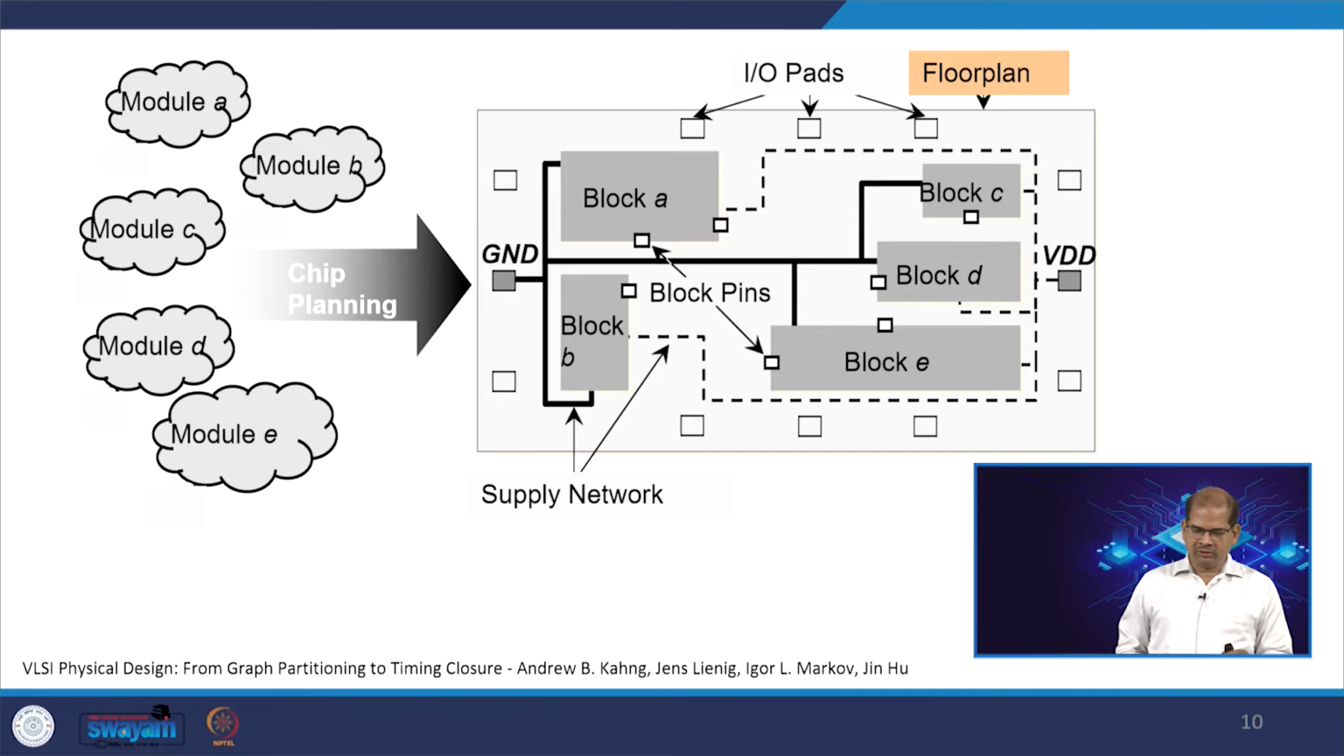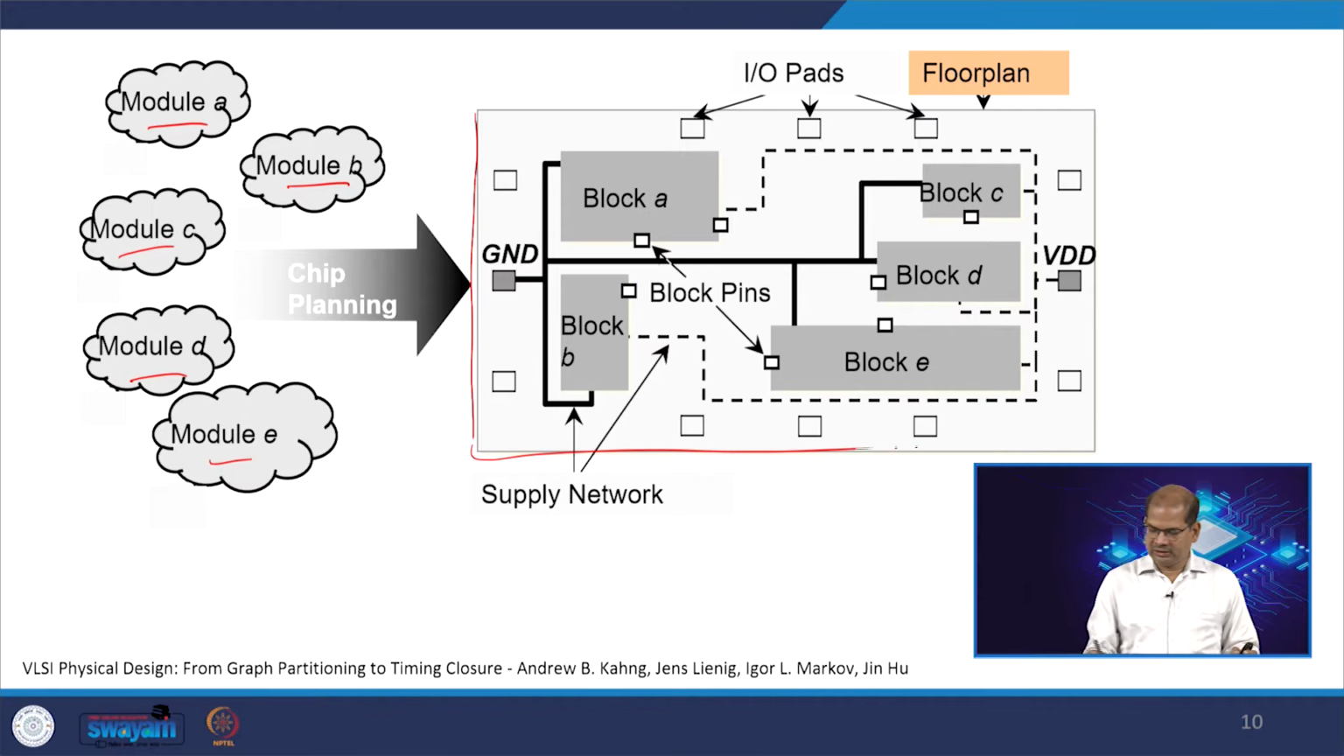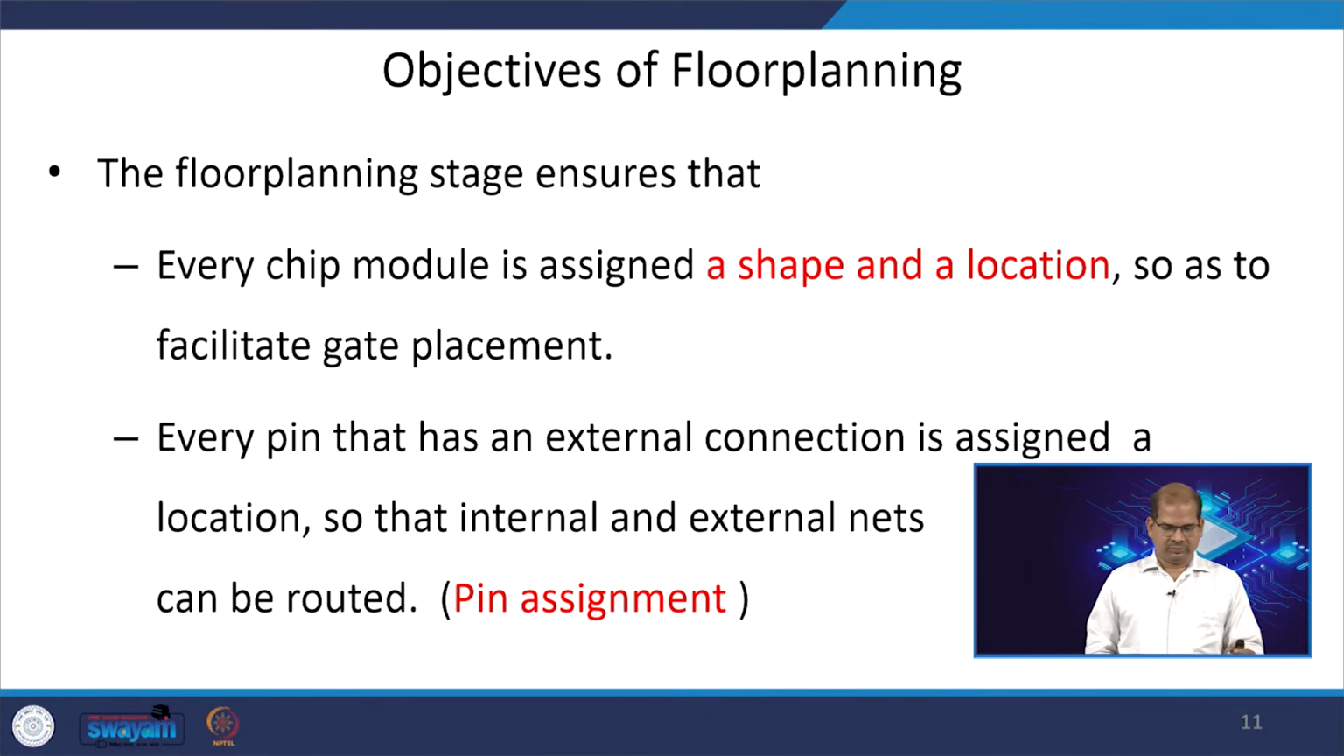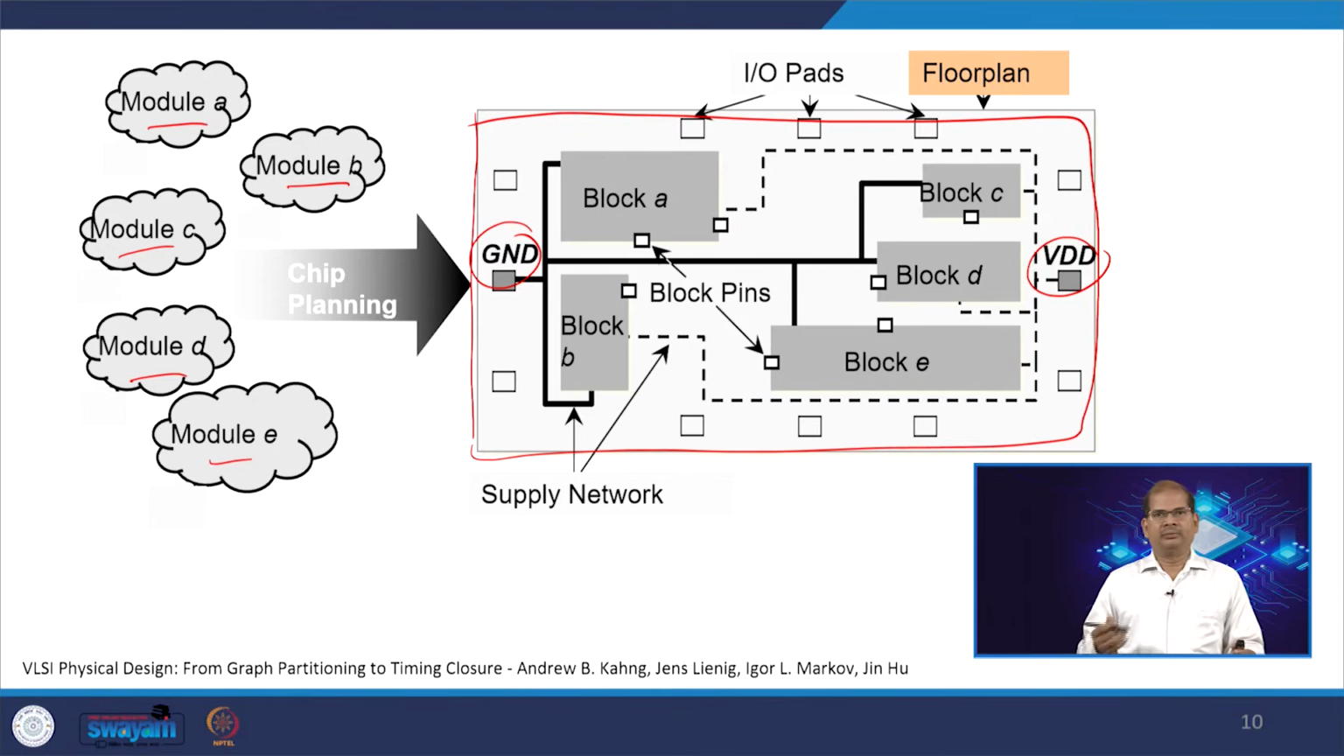Here we have several modules: module A, module B, module C, module D, module E. We have a design. This is the design we want to implement, and we have some power supply I/O and some other I/O pins. Now, we have to determine how we place these blocks in this chip area, such that I can do the routing and all these things in a proper manner. How I can determine that, we will discuss in this lecture, in case of floor planning.